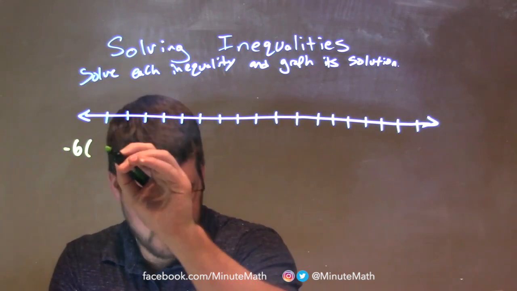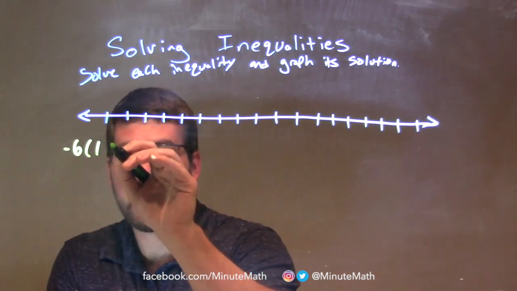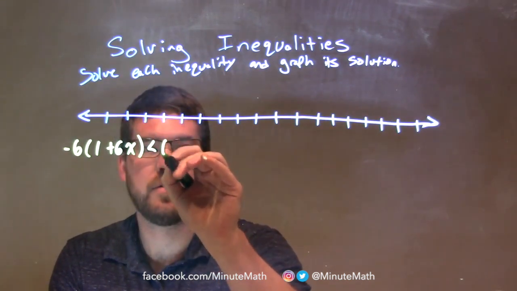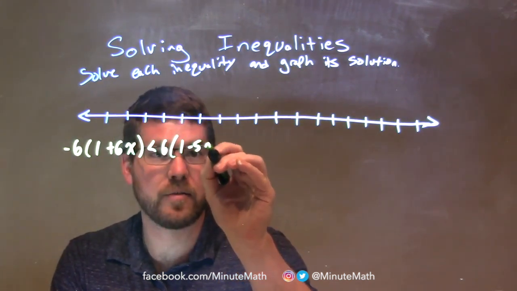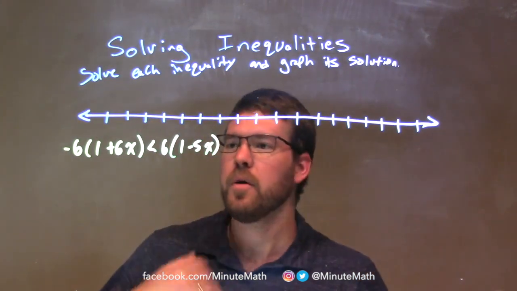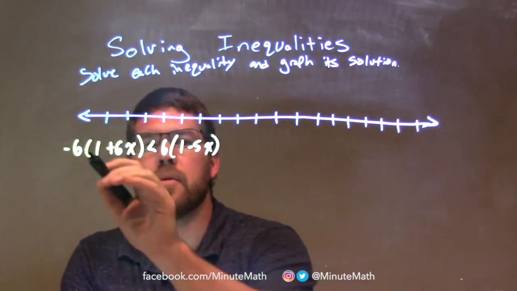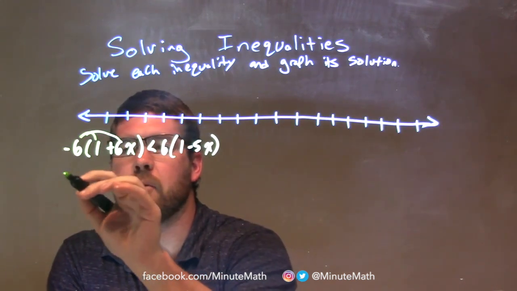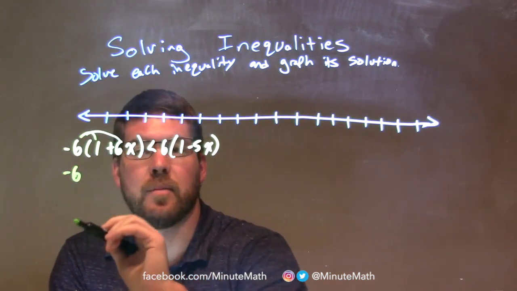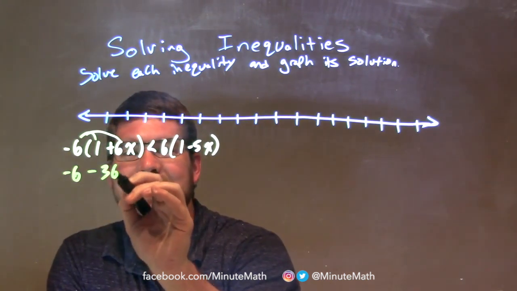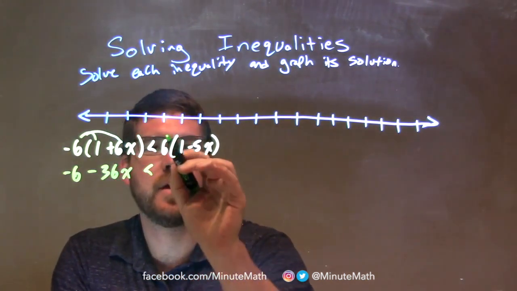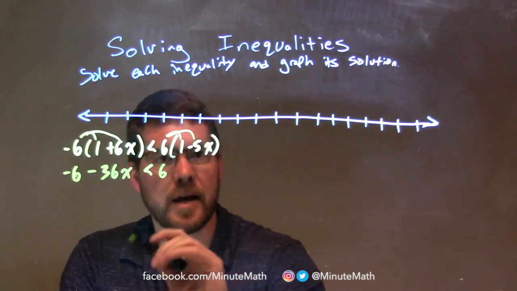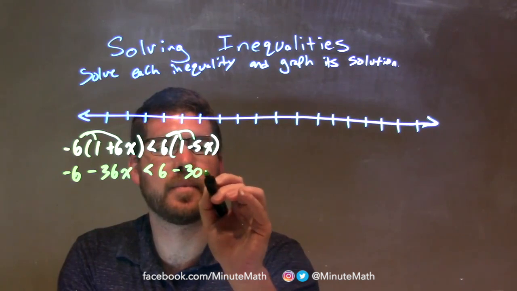Negative 6 times 1 plus 6x is less than 6 times 1 minus 5x. Okay? Well, first thing I'm going to do is distribute both sides, right? So distribute the negative 6 across here on the left. Negative 6 times 1 is a negative 6, and negative 6 times a positive 6x is a negative 36x. That's less than, I can distribute here, 6 times 1 is 6. This one's a positive 6, and 6 times a negative 5x is a negative 30x.